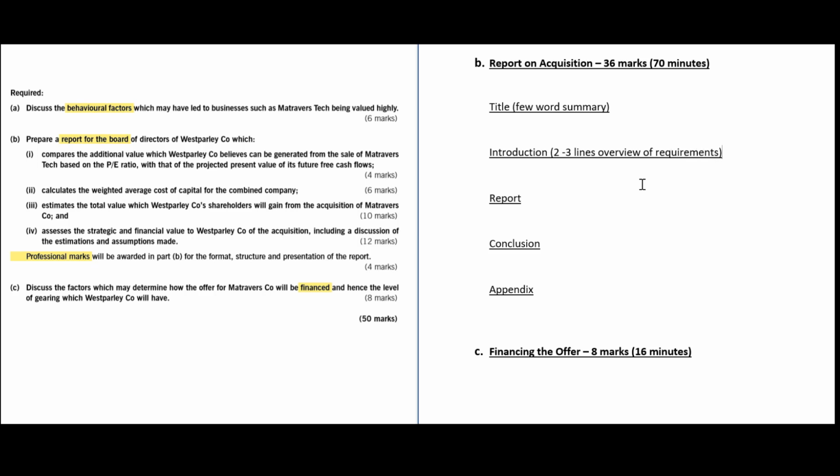So really quick. Something the examiner said in the examiner report was that people are wasting time writing really wordy introductions. You just need a really quick overview of what they're looking for you to do. So don't spend ages on that. There's a really nice one of those in the model answer, so you can have a look at that.